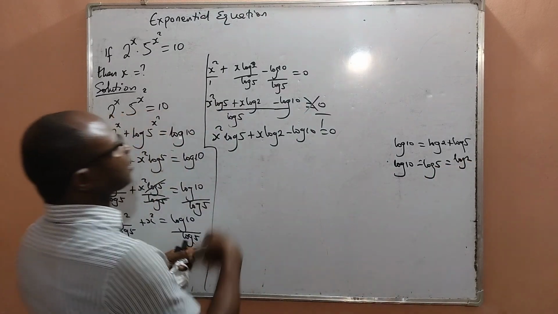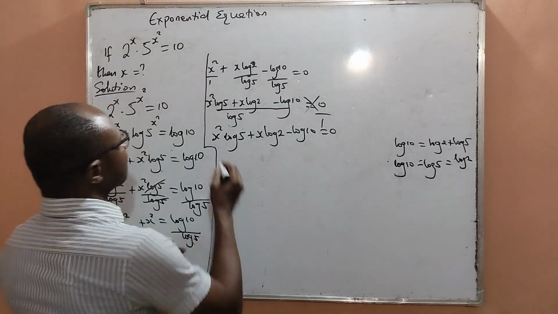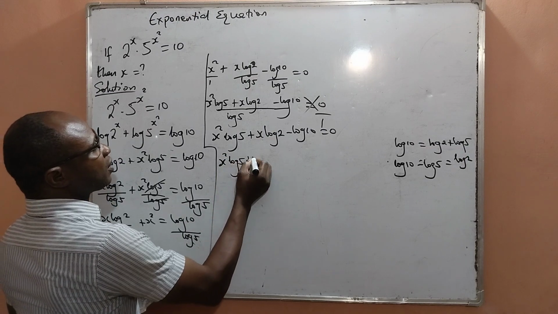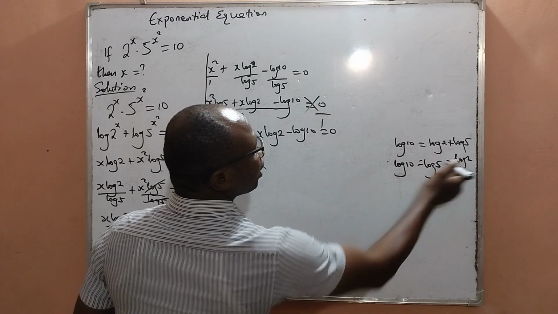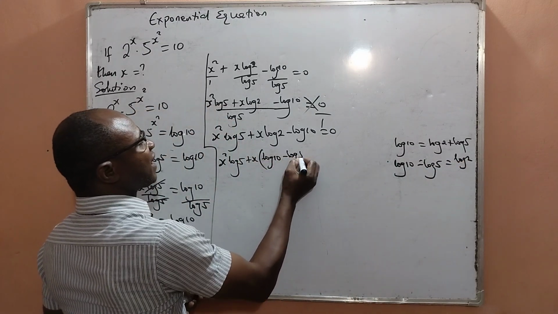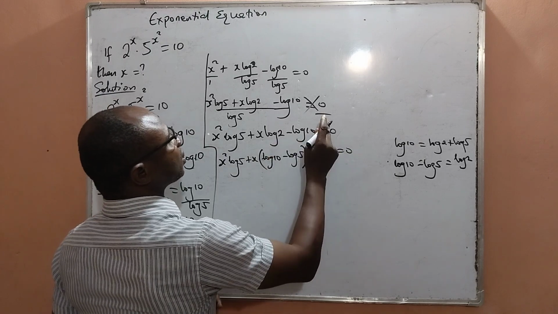So I'm going to replace this log 2 with log 10 minus log 5, so that I can now have x squared log 5 plus x into the bracket, replacing log 2, equal to log 10, okay, minus log 5, then minus log 10 equal to 0.